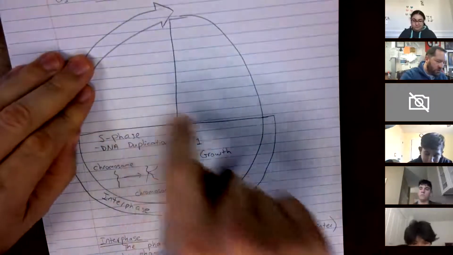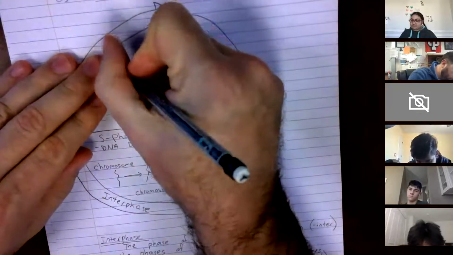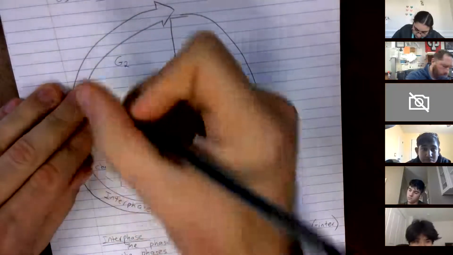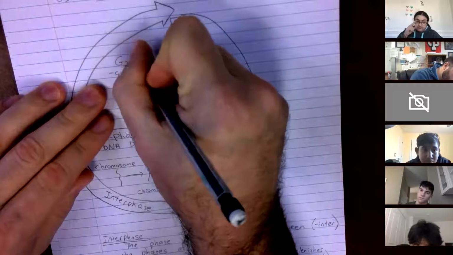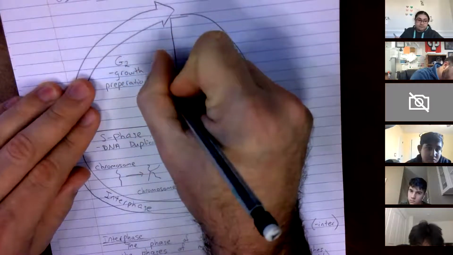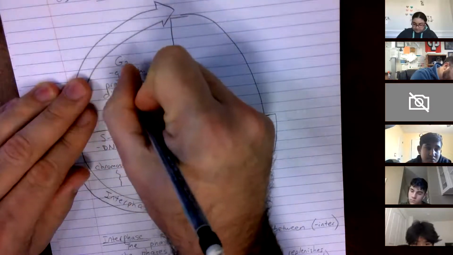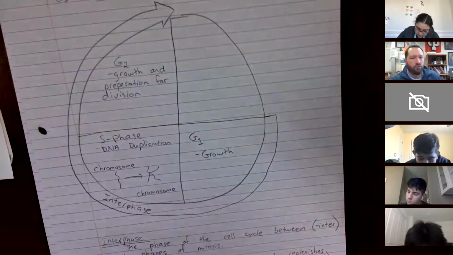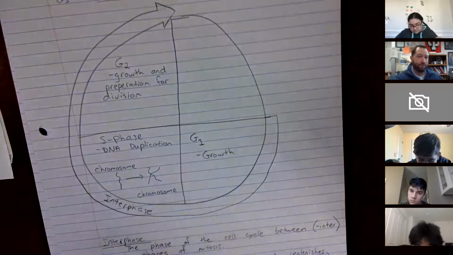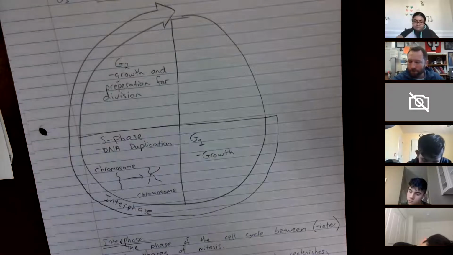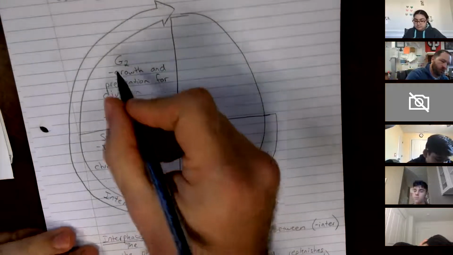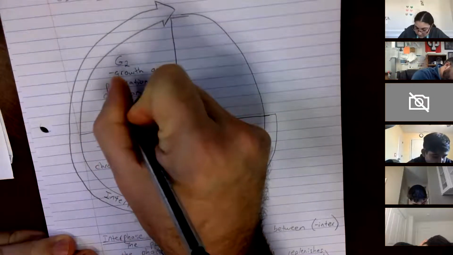So this third phase of interphase is called G2. And again, that's where we have growth and preparation for division. We are getting ready to divide. That's going to be our next step right here. It's division. And also, it's during G2 that we have our aster formation.